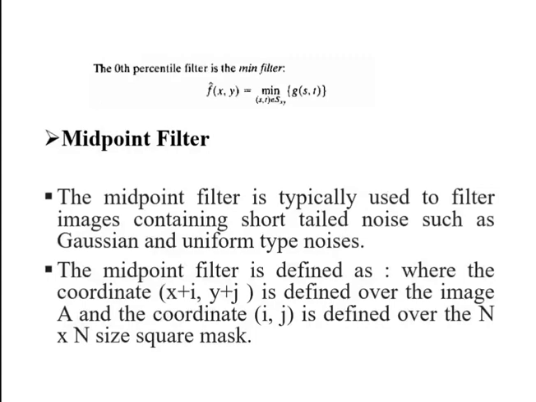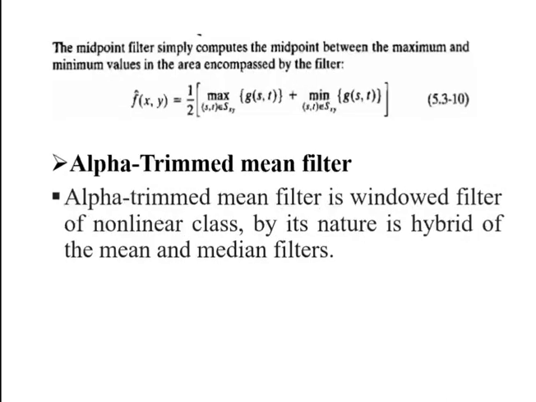Next type of filter is the alpha-trimmed mean filter. The alpha-trimmed mean filter is a window filter of the nonlinear class. By its nature it is a hybrid of the mean and median filters. The basic idea behind the filter is, for any element of the signal, look at its neighborhood, discard the most atypical elements and calculate the mean value using the rest of them. A filter formed by averaging these remaining pixels is called an alpha-trimmed mean filter.